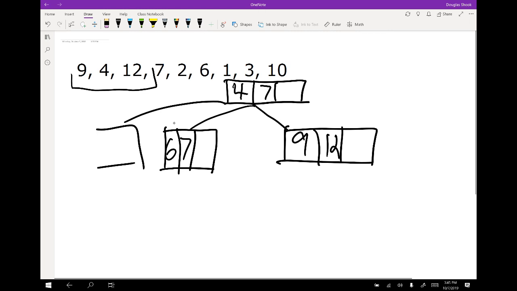Let me see if I can make this node a little more roomy. 1, 2, 4. 3 comes along. And that's going to force us to split this node again. So I'm running out of space over here. I've got 1, 2, 3, and 4.